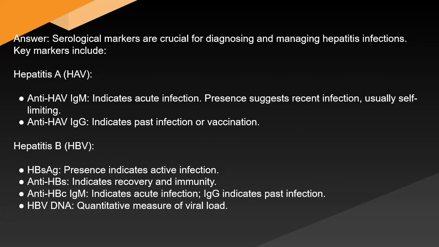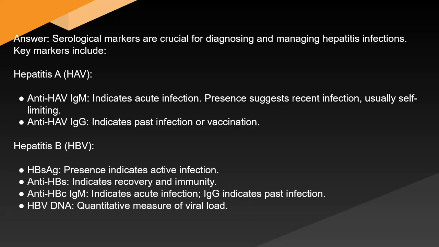Answer: serological markers are crucial for diagnosing and managing hepatitis infections. Key markers include, for hepatitis A: anti-HAV IgM indicates acute infection. Presence suggests recent infection, usually self-limiting. Anti-HAV IgG indicates past infection or vaccination.